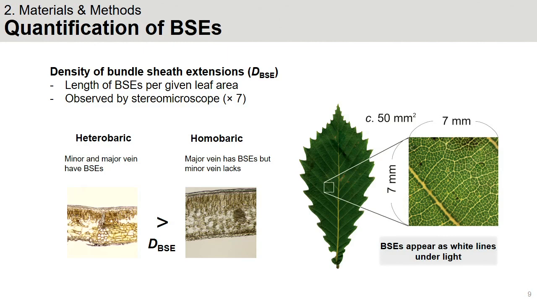We introduced a new proxy to quantify bundle sheath extensions. This is the density of bundle sheath extensions. We magnify the middle portion of the leaf, and on the right, bundle sheath extensions appear as white lines. So we manually and digitally traced the lines and calculated the density by image analysis. Besides, we checked the presence of bundle sheath extensions for all species. As a result, heterobaric leaves have bundle sheath extensions in minor and major veins, but homobaric leaves possess bundle sheath extensions only in major veins.